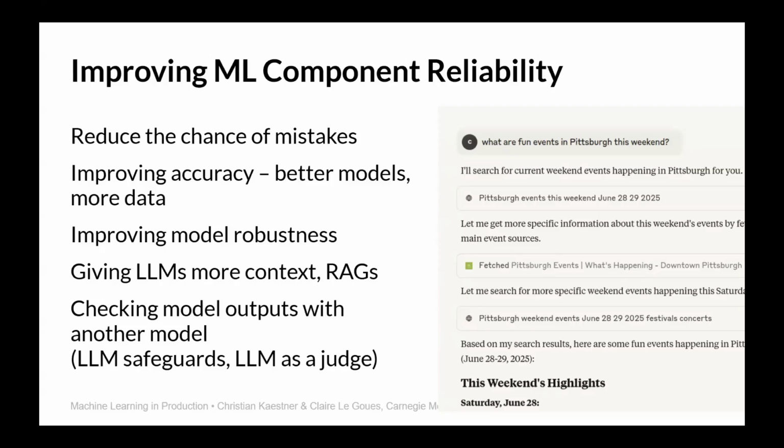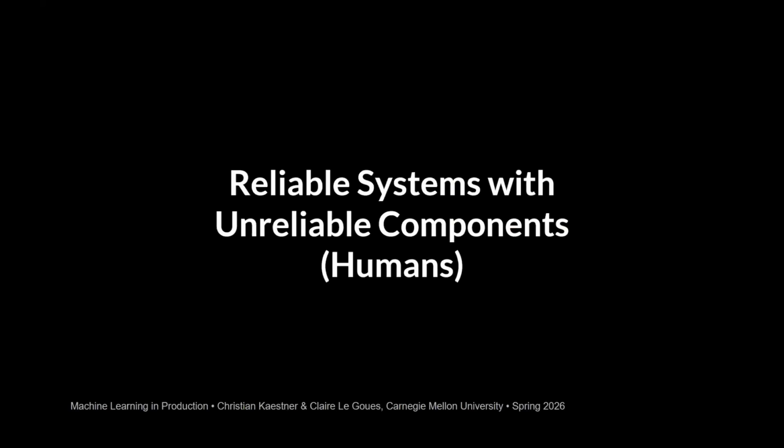This is all just stuff to improve the model. We need to start thinking about what can we do around. The other thing that's fundamentally extremely unreliable in software systems are users. Humans are fundamentally unreliable components in a software system.